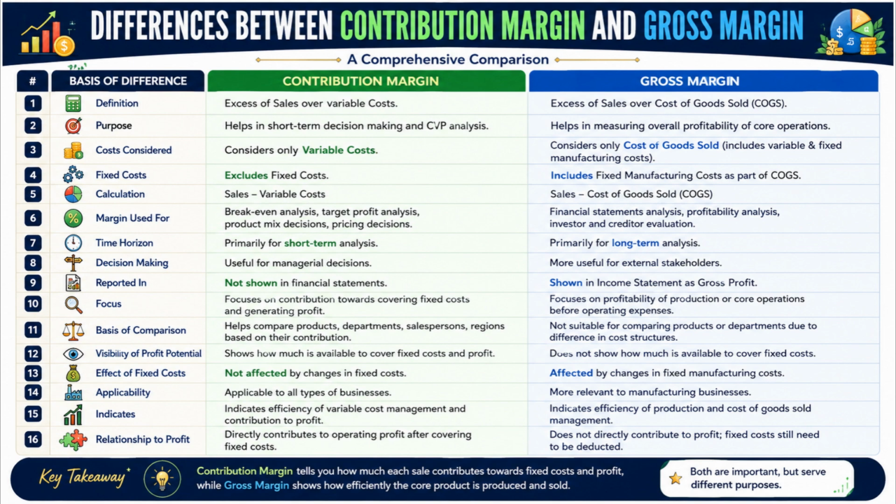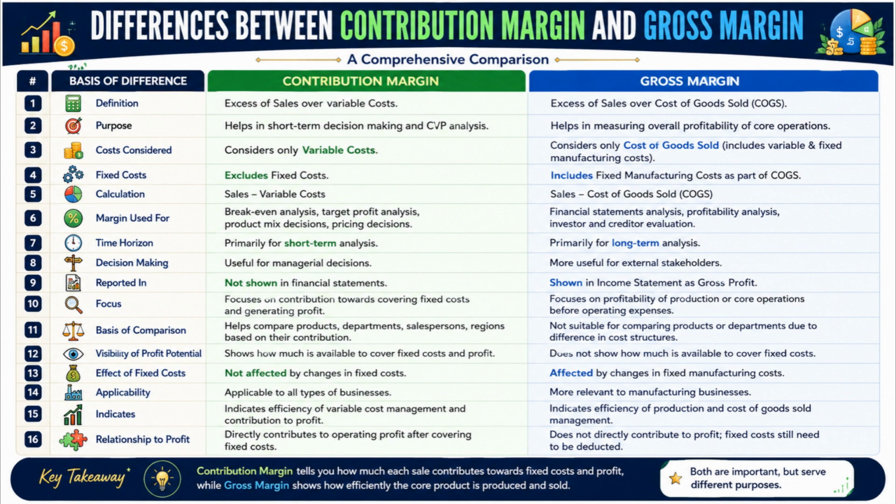Number 5. Contribution margin is calculated by subtracting variable costs from sales revenue, whereas gross margin is calculated by subtracting cost of goods sold from sales revenue. Number 6. Contribution margin is useful for break-even analysis and pricing decisions, whereas gross margin is useful for profitability analysis and financial reporting.